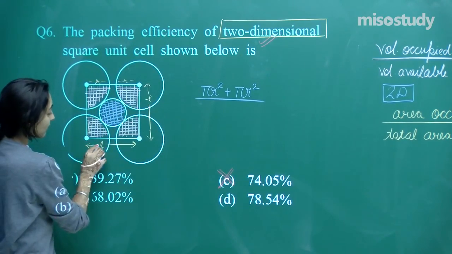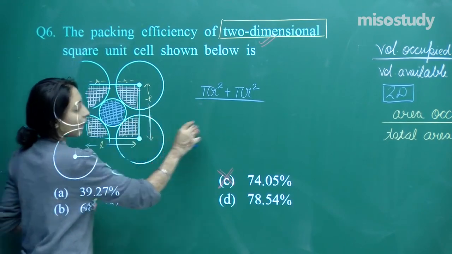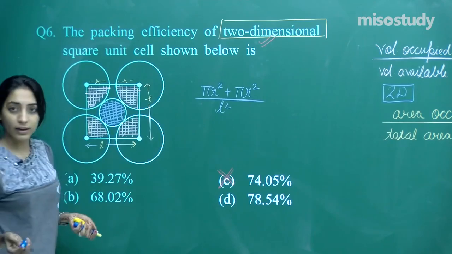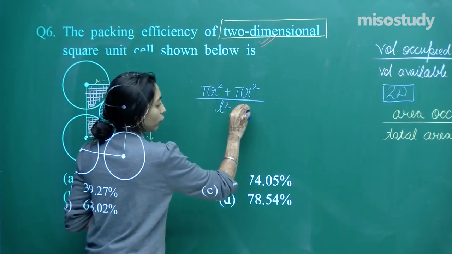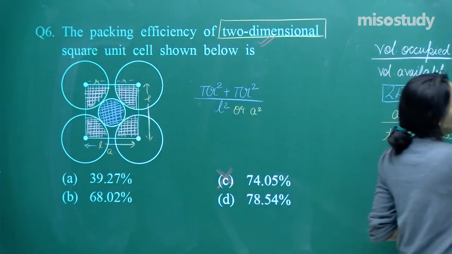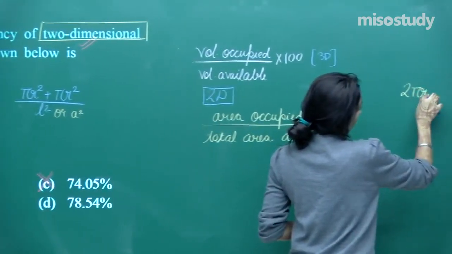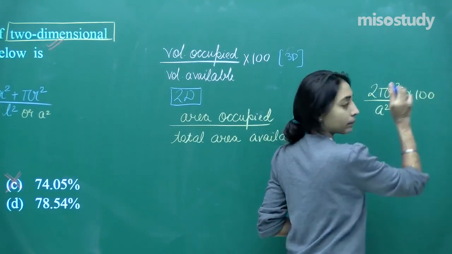Divided by, what is the area available? Can you say this is L into L? So the area available is L square, right? I can also consider the edge length to be A. So this can also be considered to be A square. Fine. So we will be getting the answer as 2 pi r square divided by A square into 100.